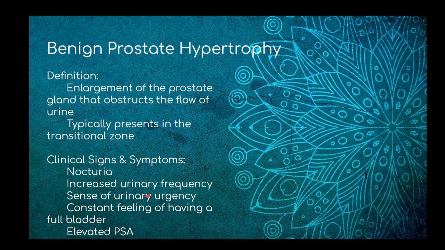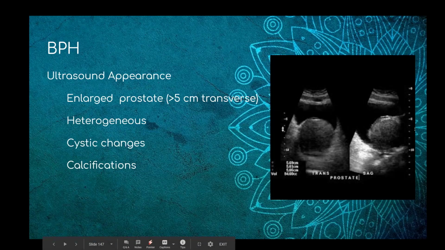Because the prostate is bigger, it's putting more pressure on the bladder. They feel like they have to go very urgently when they feel like it, and then they just always feel like they have a full bladder because of it. These patients can also have elevated PSA, so they might do a biopsy or they might just do an ultrasound, get measurements, see if anything's abnormal with the prostate.